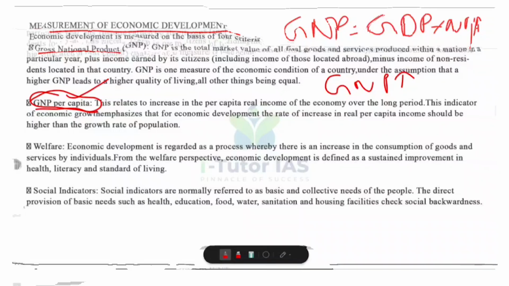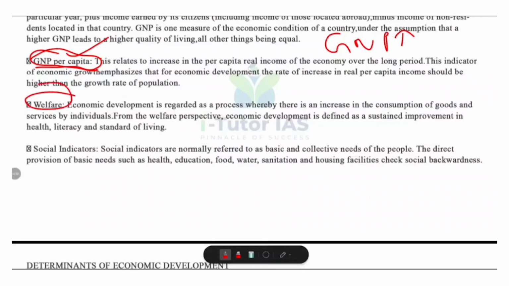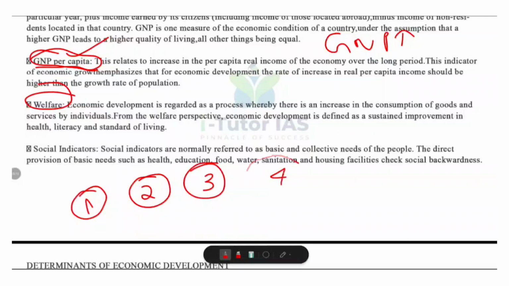Okay. Then third one, welfare. Economic development is also seen as an improvement in human welfare. From the welfare perspective, development means higher consumption of goods and services, improved health, then higher literacy and a better overall standard of living. In simple terms, if people are healthier, more educated and have better lives, the economy is considered to be developing, even if income figures alone don't show the full picture.